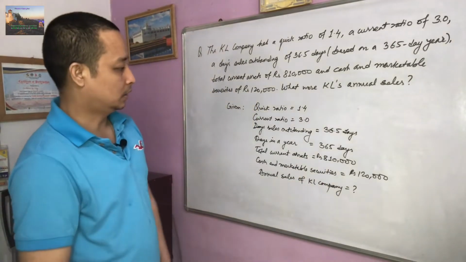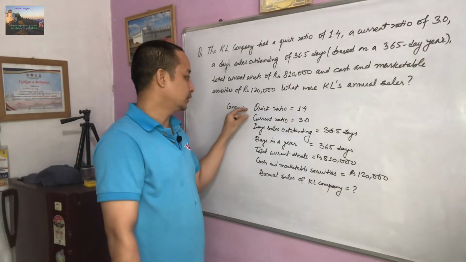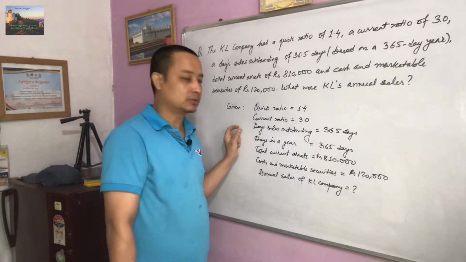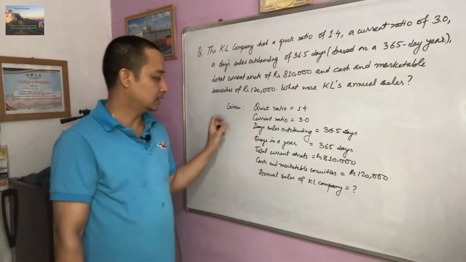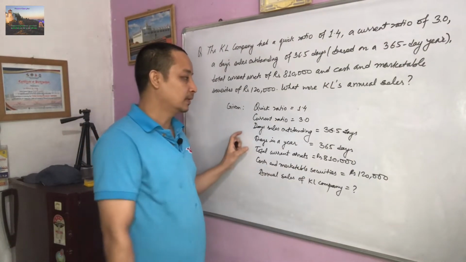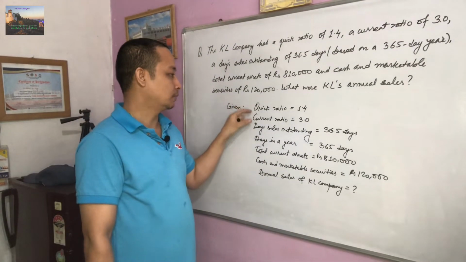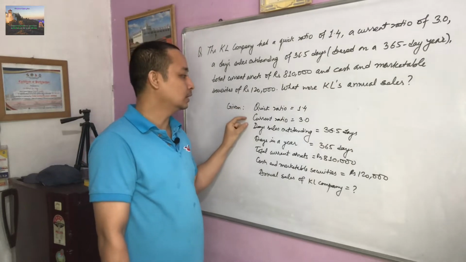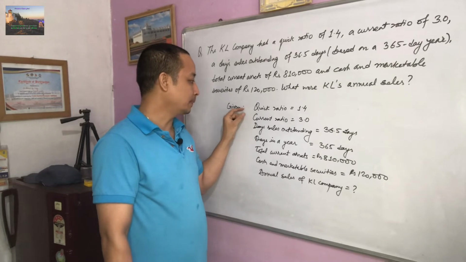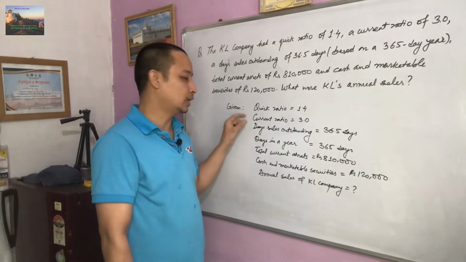So now if you see the information given here, you can use the ratios. Different ratios are given here. Quick ratio, current ratio, days sales outstanding is also given here. Days in a year is given here. Total current asset is given here. Cash and marketable securities are given here. So you have to find the annual sales. To find the annual sales, first by given the information, you have to find the current liabilities. You have to find current liabilities from current ratio. If you use current ratio, you can find the current liabilities.